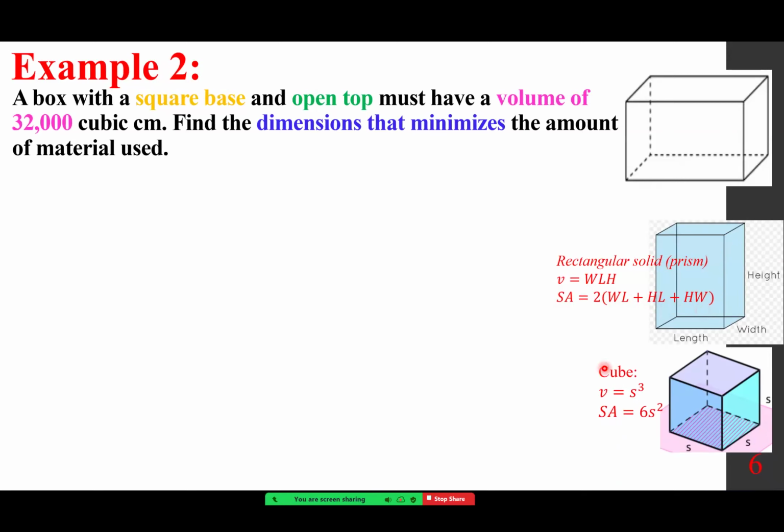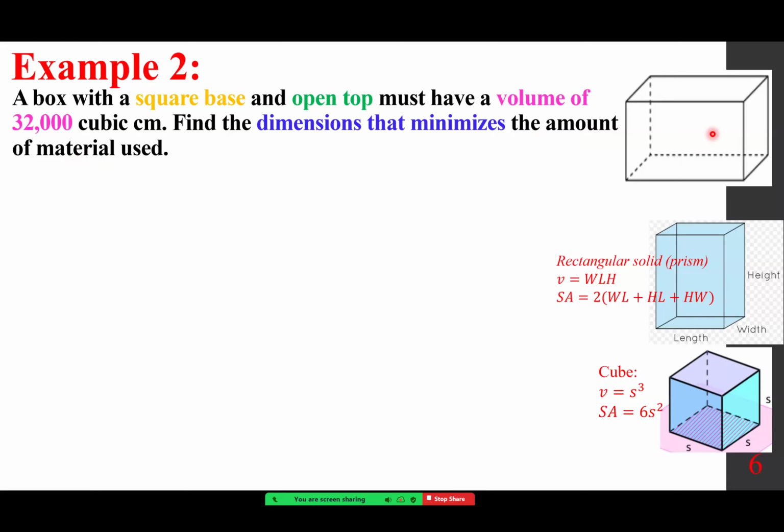If you have a cube, all sides are identical. The volume becomes S cubed. One side has a surface of S squared. There are 6 of them, so 6S squared. And so what is it that we want to achieve in this example? We want to find the dimension that minimizes the amount of material used. So gift wrapping, in essence.